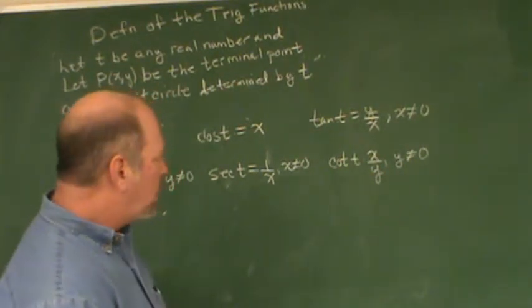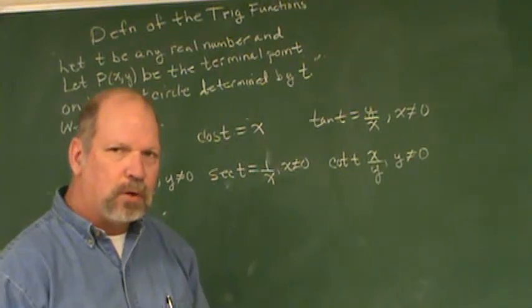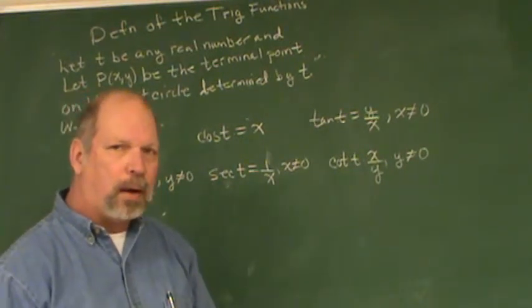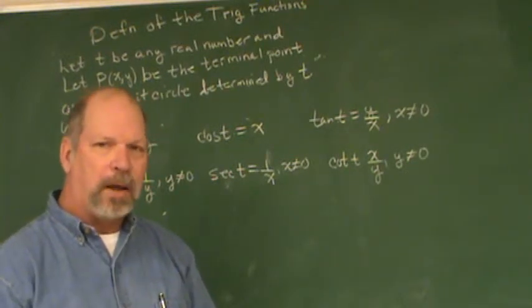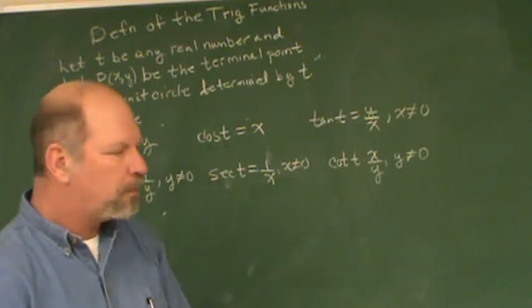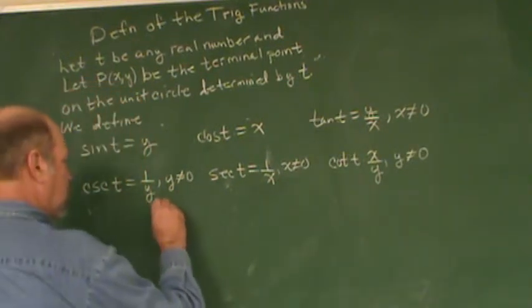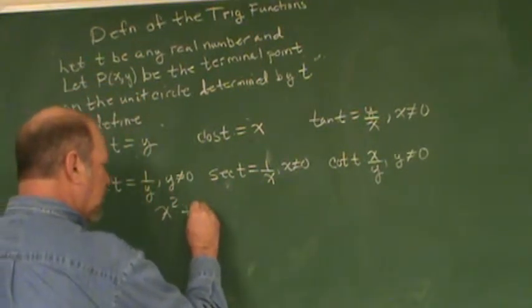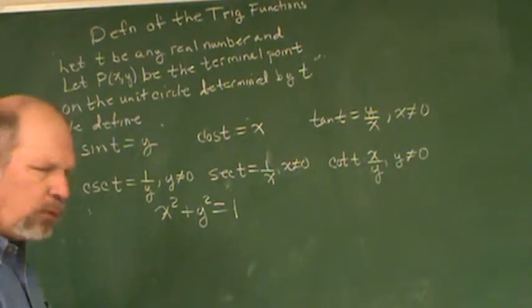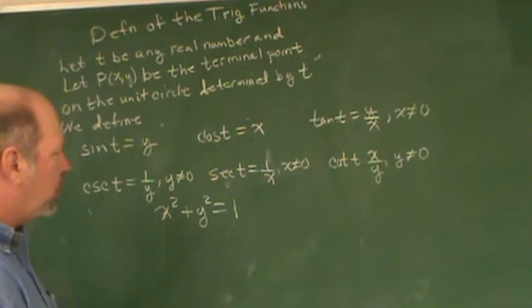Now, all this ties into the unit circle, and we're going to look at that in the next video. But for right now, I want to show you the basic, most fundamental trigonometric identity there is. You know the equation of the unit circle is x squared plus y squared is equal to 1. That is the equation of the unit circle.